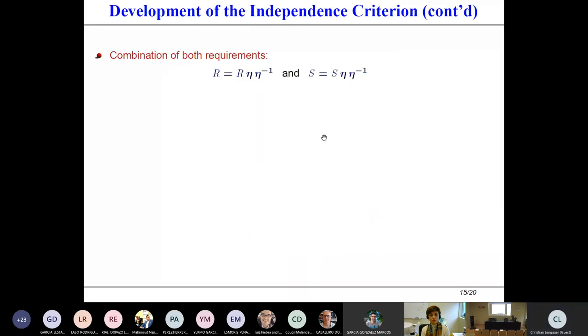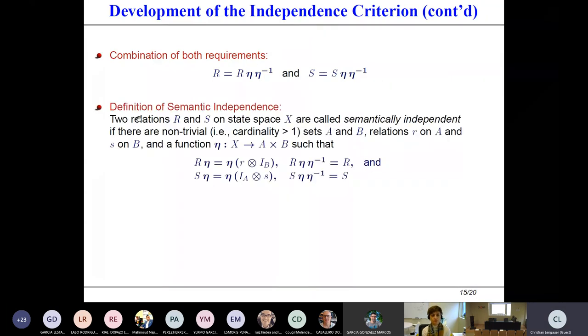Now, I summarize and give you the formal definition again, essentially for completion, so that you have the complete situation. We can combine both requirements into this one requirement, for R and for S. And then we can formulate the definition of semantic independence as follows.